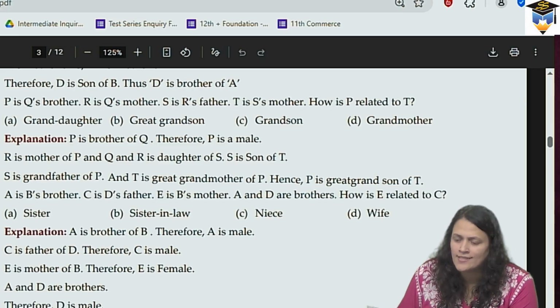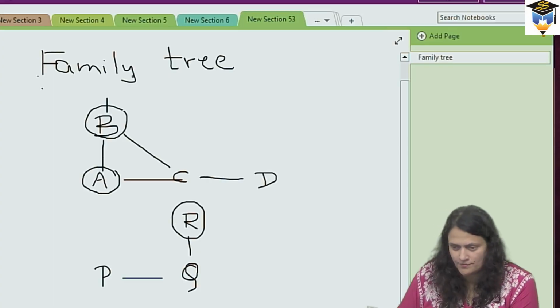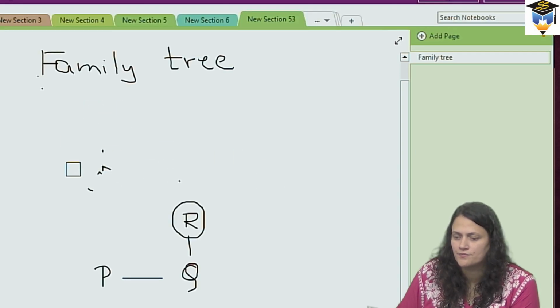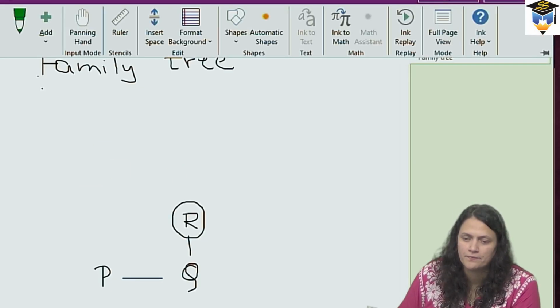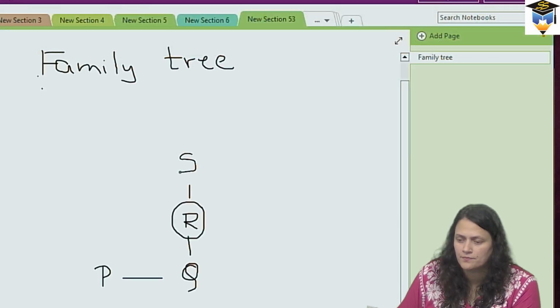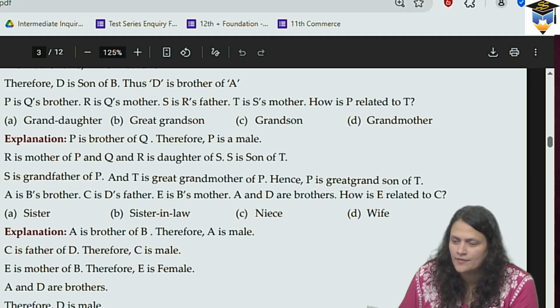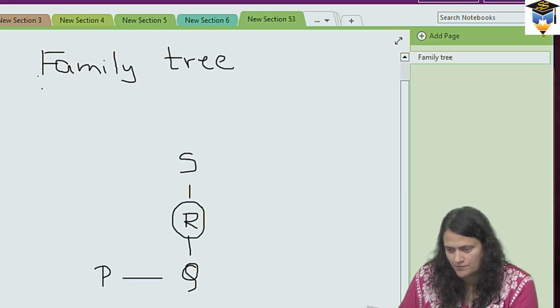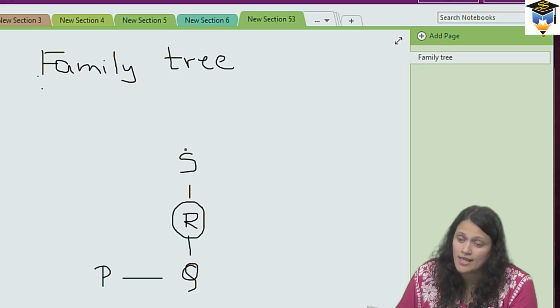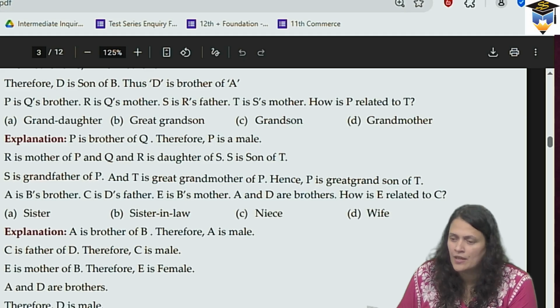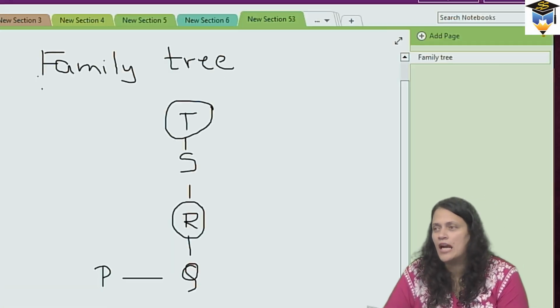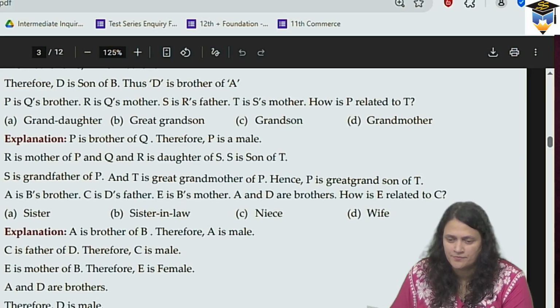R is Q's mother. S is R's father, so father I'm going to place above R. Then T is S's mother. And how is P related to T? Correct? Easy?